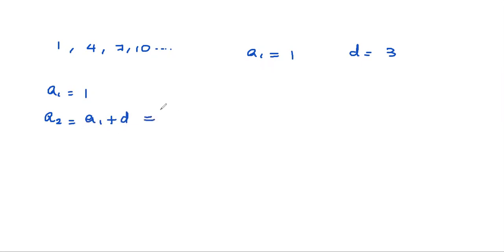You know the value of A1, that is 1. You know the value of D, that is 3. So 1 plus 3, 4 will be the second term.